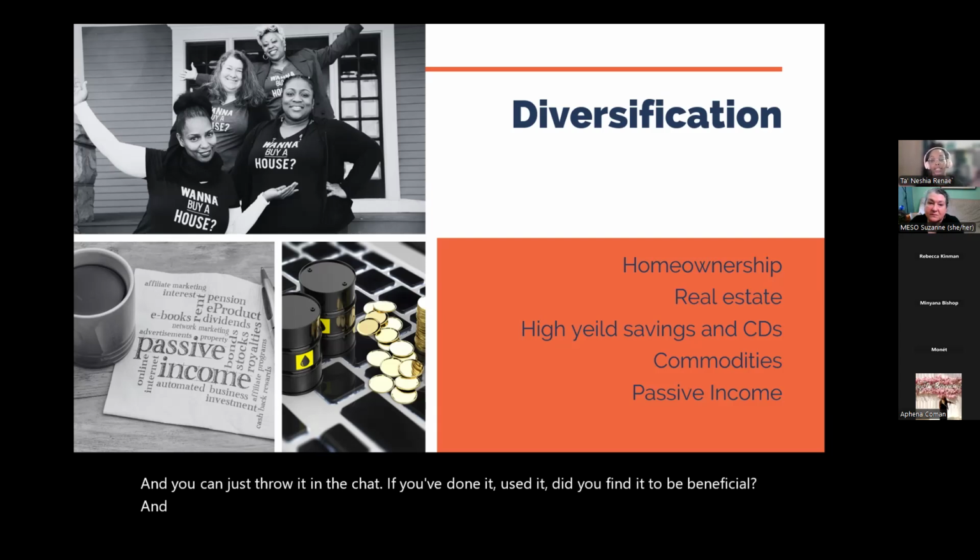And then commodities, right? So commodities are things like precious metals, gas, farming products, or livestock, things like that.